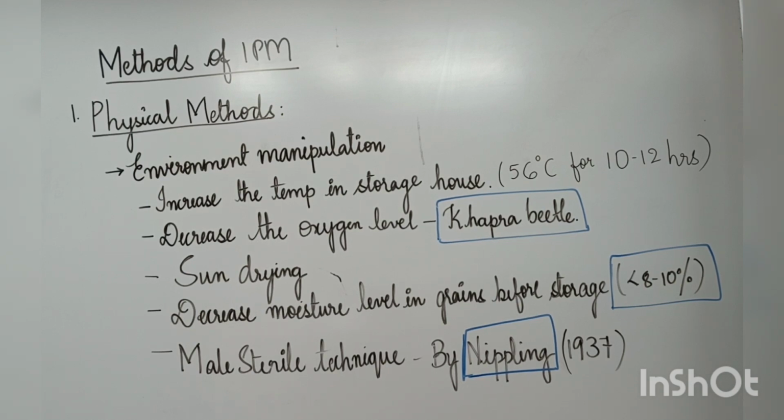And next is sun drying, we should expose the seeds or grains to the sun. And next is decreasing the moisture level in the grains before storage, that is to less than 8 to 10%. And next is the male sterility technique, given by Knipling in the year 1937. In this technique, by using chemicals or radiations, the insect gets sterilized and there will be no generations.